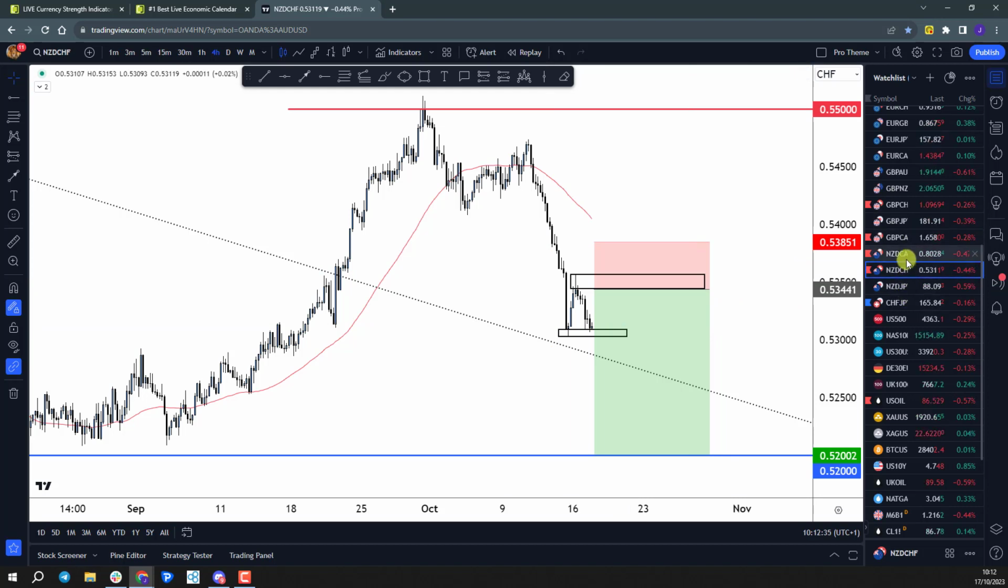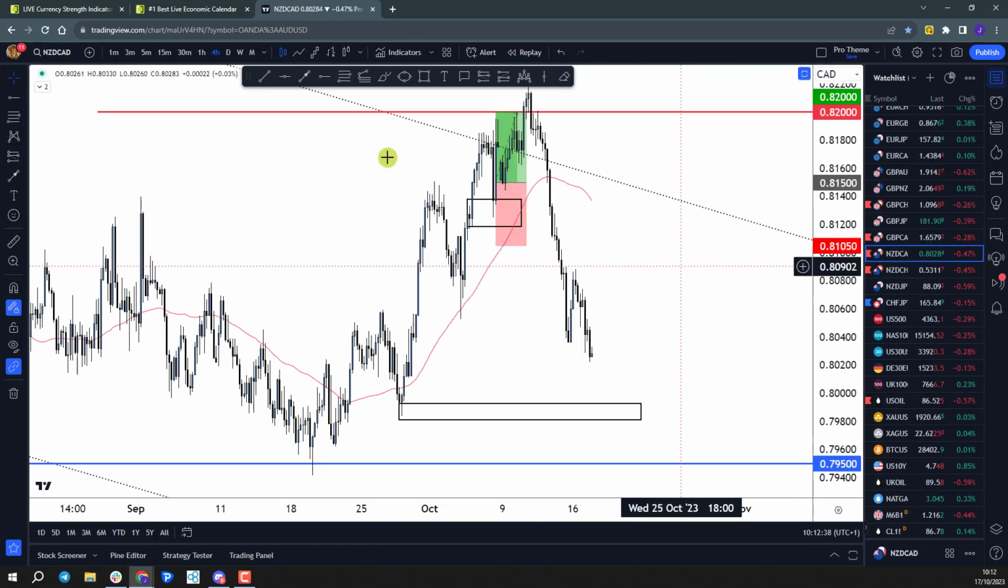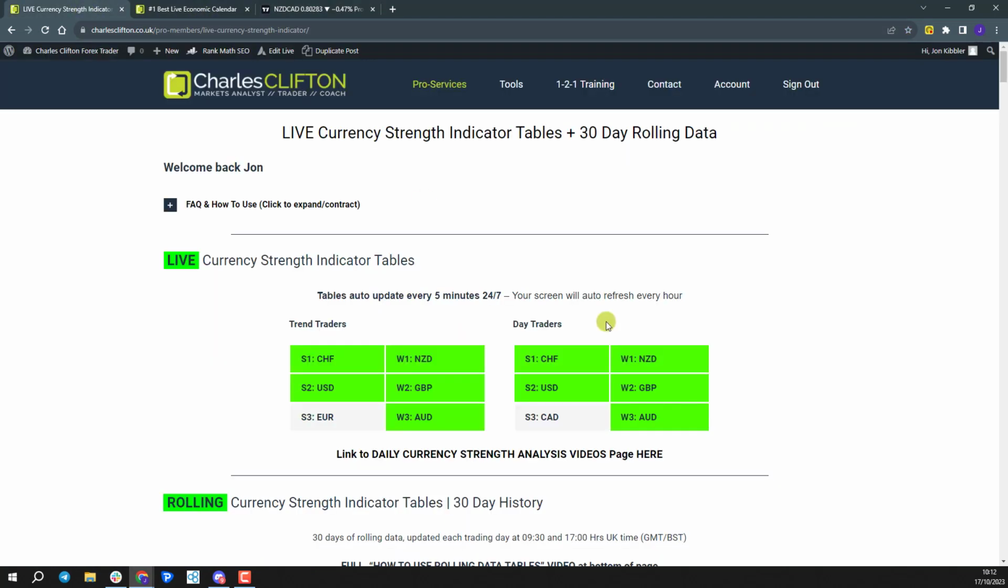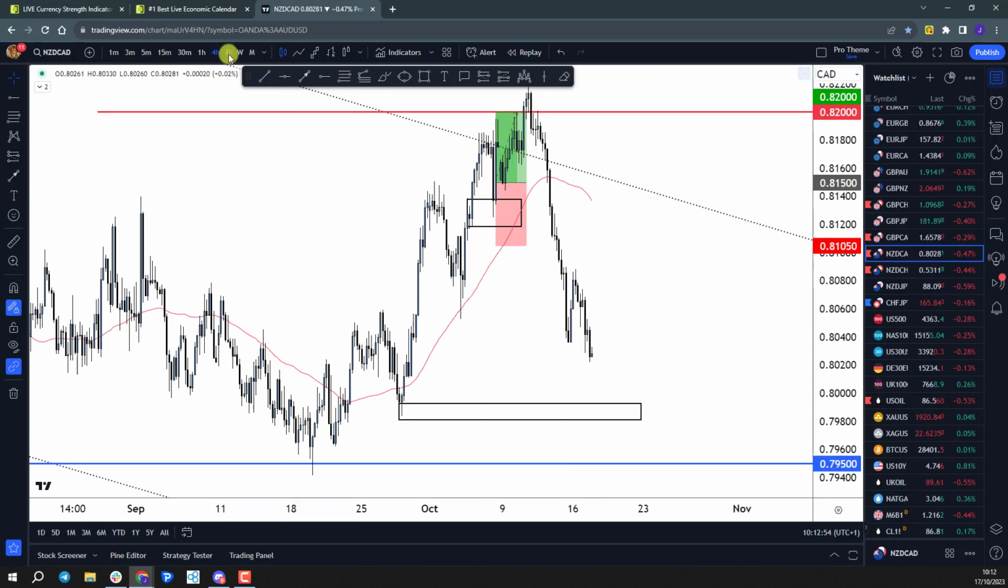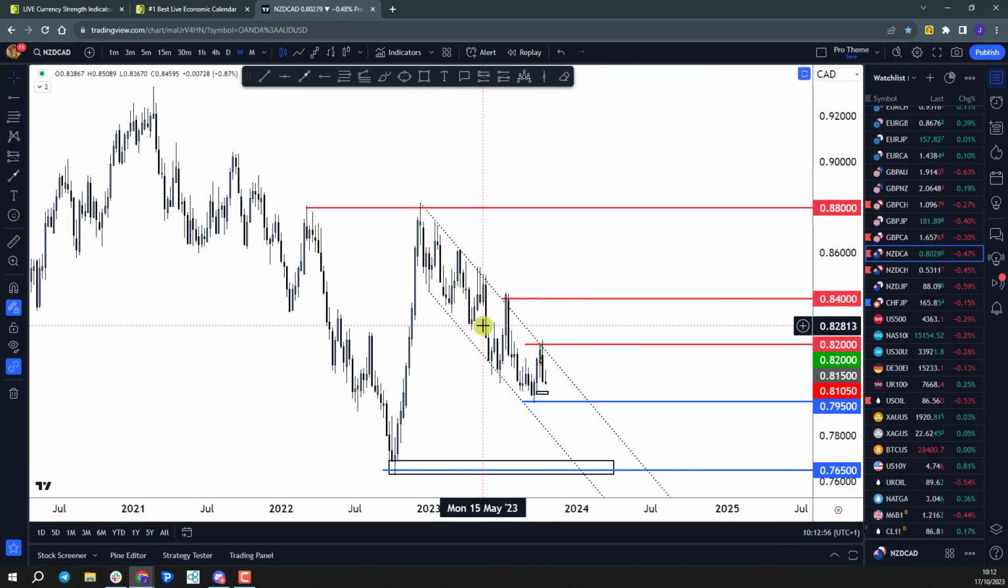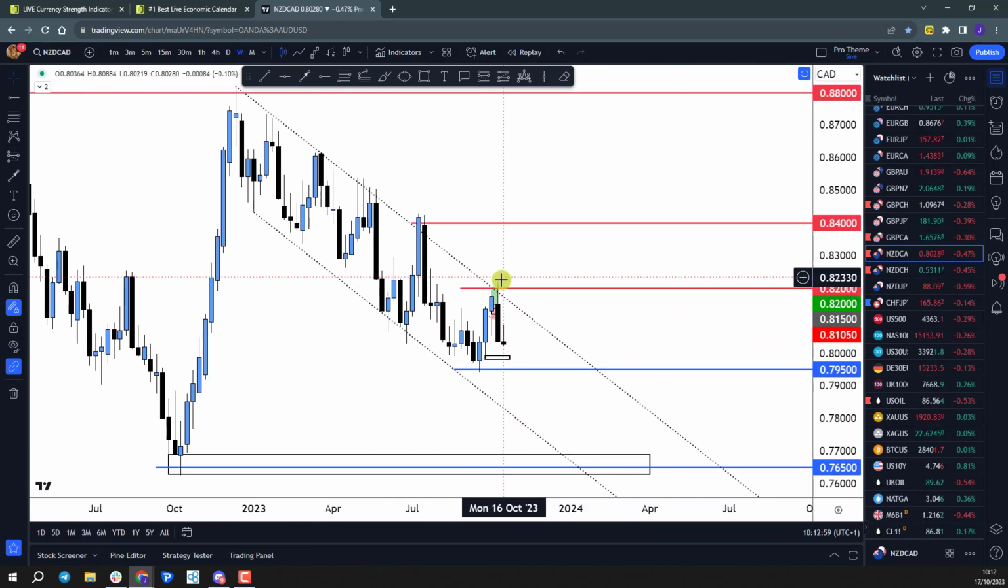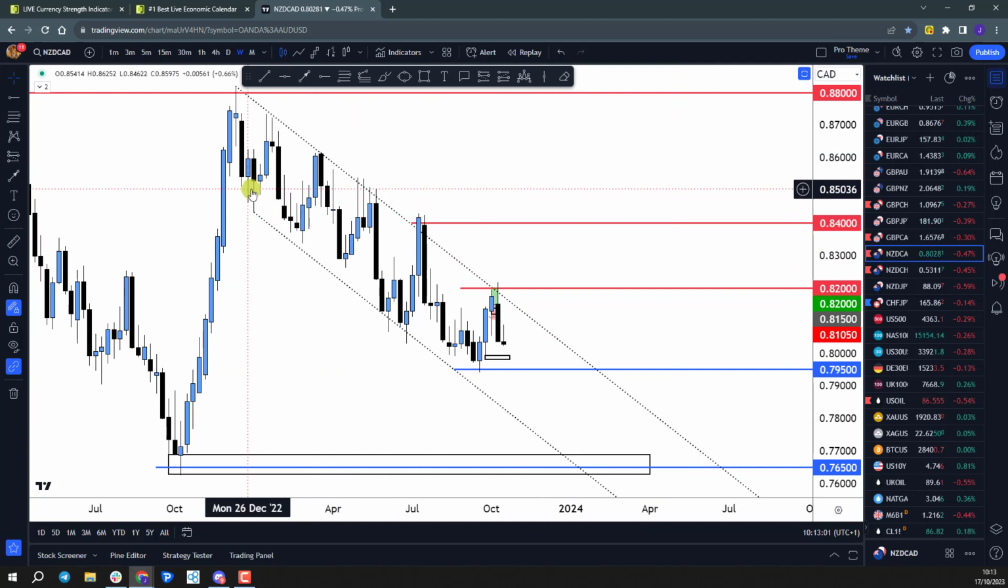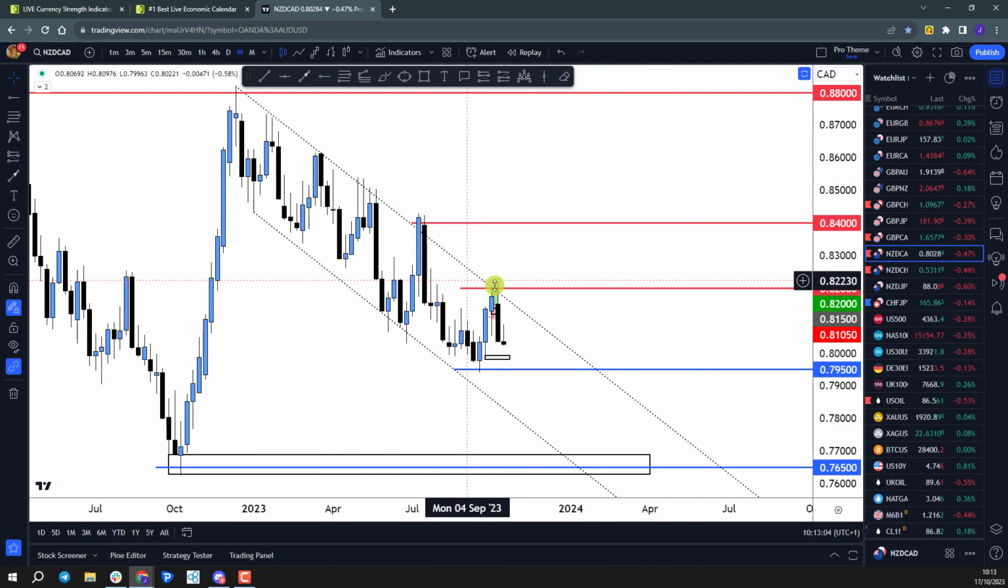If we go take a look at Kiwi CAD as well, I quite like the opportunity forming on Kiwi CAD. On the tables at the moment, CAD was a currency that had correlation between the two. That's kind of faded. It's moved away from the trend traders at the moment. But if I take a look at the Kiwi in isolation here, we've got this potential bearish channel continuation. Sorry, we came up into the bearish channel high. Could we be targeting the bearish channel low, or even the lows around 79.50?